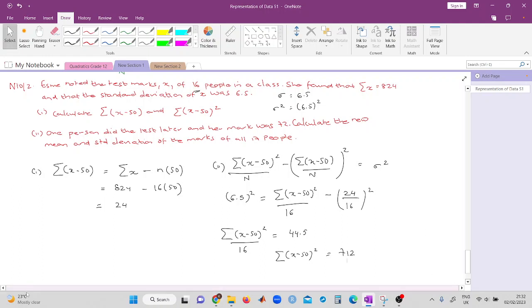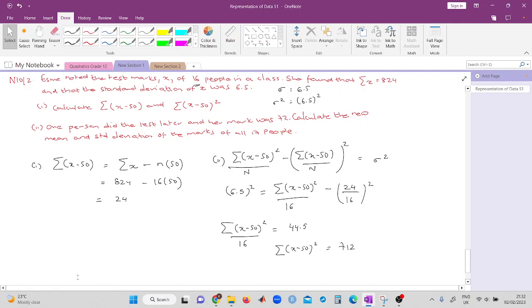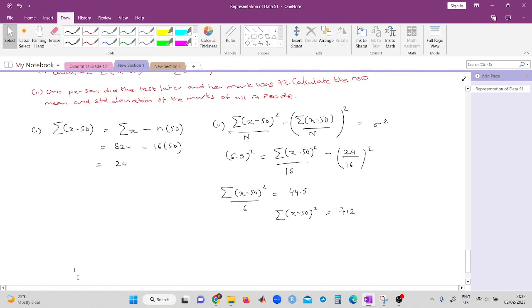Next, second part. One person did the test later. Ok, donc au commencement il y a 16 personnes. Là, il y a une petite rentrée, il fait divisé par 17. Ok, that person fait le test là après, et là, il gagne ce point. Her mark was 72. Now, il nous faut calculer the new mean and the standard deviation of the marks of all the 17 people. Donc, depuis la première partie, on a une partie information.